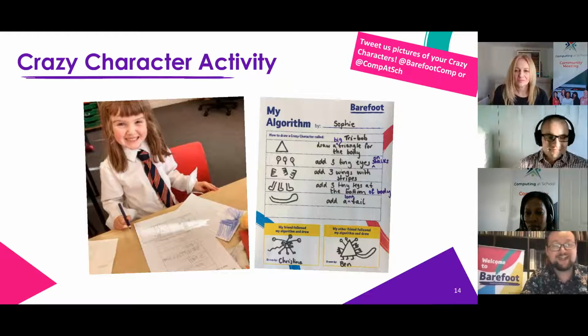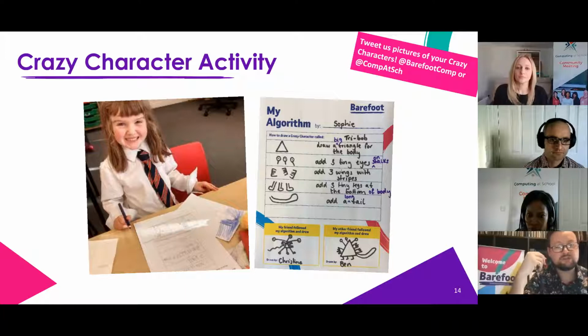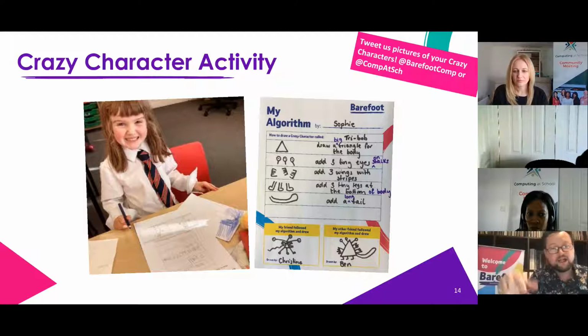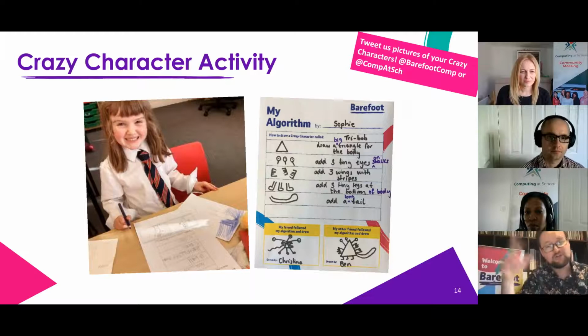Exactly that. Now, this is a fairly typical Barefoot unplugged activity to teach about computational thinking. Here we're teaching about algorithms, how algorithms need to be a precise sequence of instructions. And in our lesson, that was just a short taster, but you get all of the resources that you need to deliver a full lesson on this, where pupils like the one in the picture here write their own crazy character algorithm. They go around to different other pupils in the class. You get them to follow through the steps and draw the crazy character in the bottom.